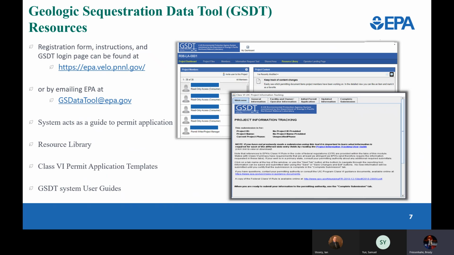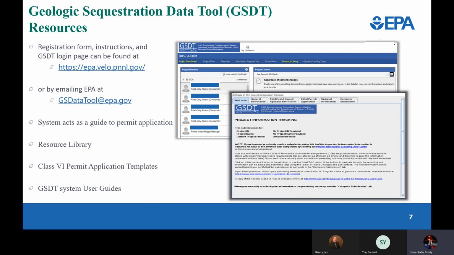There's also a resource library, Class 6 application templates, and GSDT system user guides. Over here on the right, you'll see the dashboard and everything that is within this tool. You can see who has access to these projects, the project members, and then, as I was mentioning, there's the general information, facility and owner operator information, initial permit application, updated information, and complete submission. This is just a little taste of what folks will see when they are getting into the permit process.